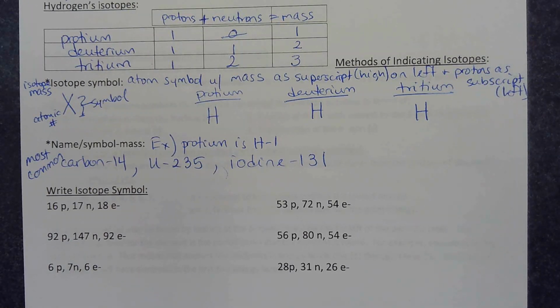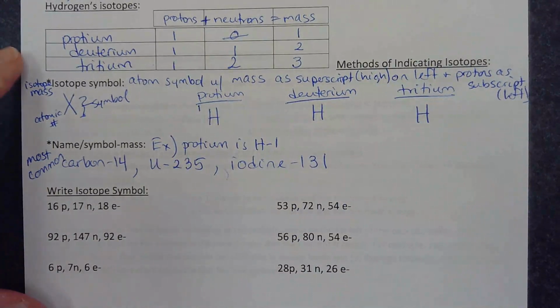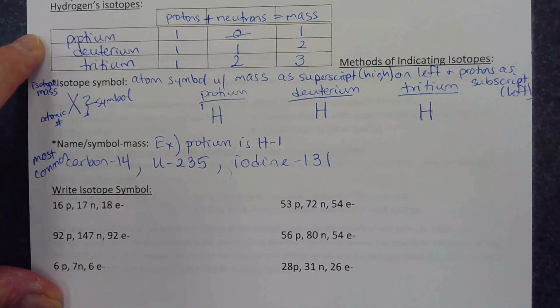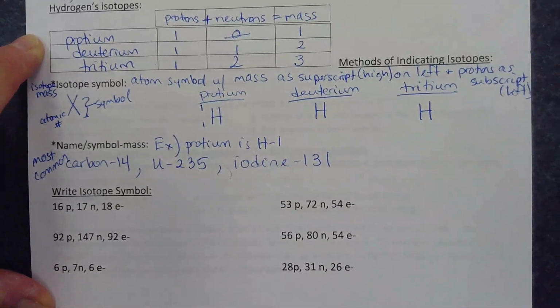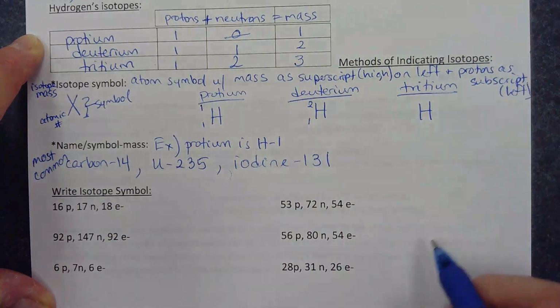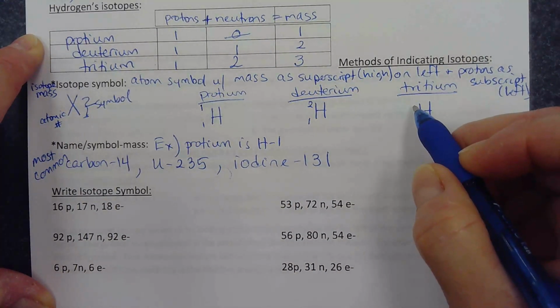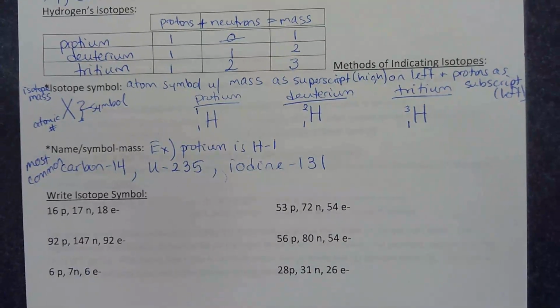All right. What's the mass of protium? 1. So what goes up here? 1. How many protons does protium have? 1. What's the mass of deuterium? 2. So right here, 2. What's the number of protons? 1. What's the mass of tritium? 3. What's the number of protons? 1. Does that make sense?